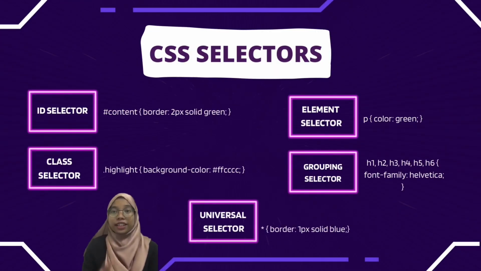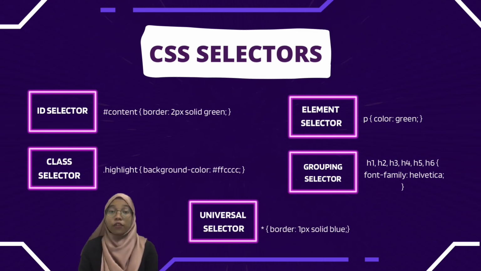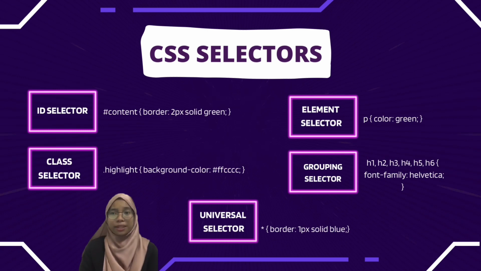Alright, there are 5 selectors in CSS, which are ID selectors, class selectors, grouping selectors, element selectors, and the last is universal selectors. Selectors are used to identify elements on your website. The first selector is ID. The ID selector uses the ID attribute of an HTML element to select a specific element, and this is indicated by the hashtag. Next, class selectors. Class selectors are used to identify multiple elements on your website, so we can change the style of all those elements at once, and this is indicated with the dot.